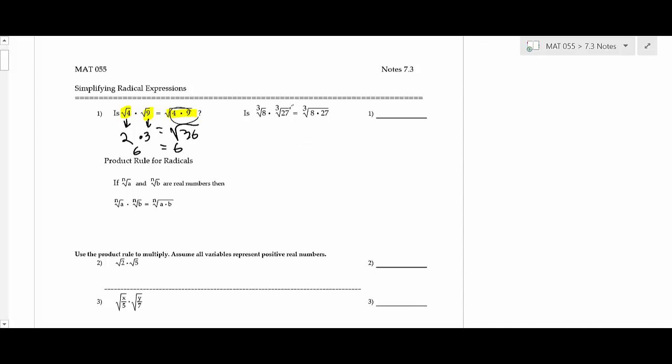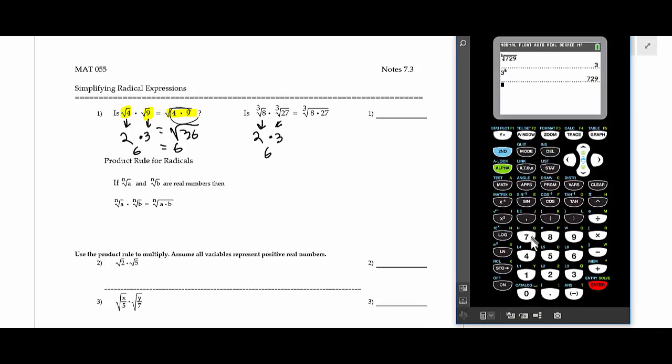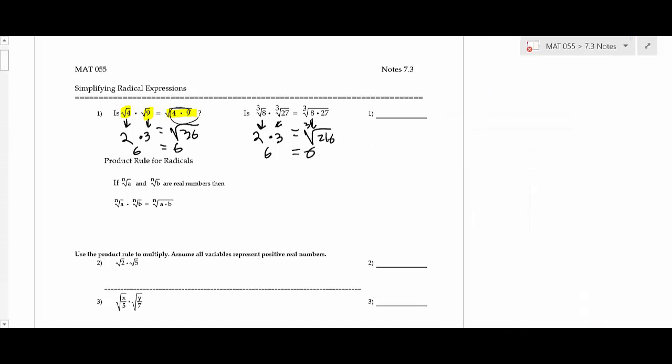So if you did this problem with cube roots, tell me what the cube root of 8 is. 2. How about the cube root of 27? 3. So that would also be 6. Okay. Well, if you took your calculator and did 8 times 27, that would give 216. So this part right here, if you bring that down, would be the cube root of 216. You know what that is? It's 6 also. So that's the way that works.